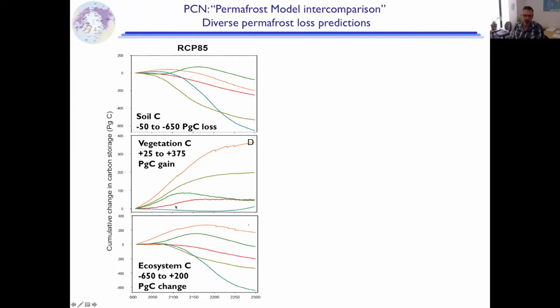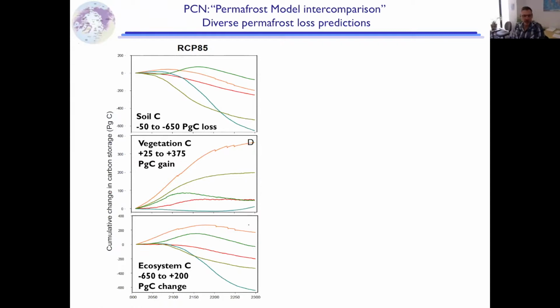We also see that these models really diverge a lot in terms of their vegetation carbon response to CO2 increases, the CO2 fertilization effect, and also to the warming climate, growing season length increases and things like that. You can take these two things together and you get the total ecosystem carbon response. What we see is that about half the models, 3 of the models, indicate that there will be a net carbon loss beyond the year 2100 from the permafrost system. But 2 of these models indicate either an accumulation or an essentially neutral change in total carbon.